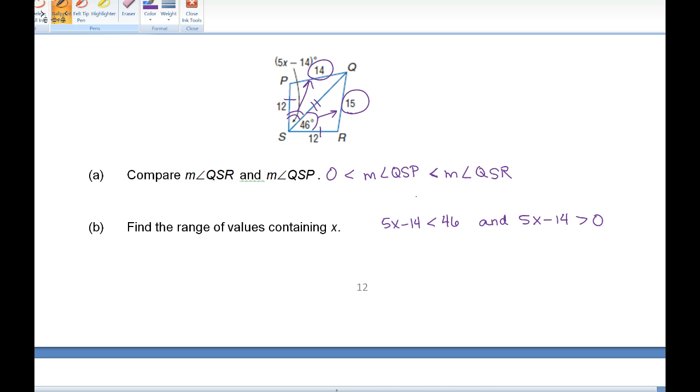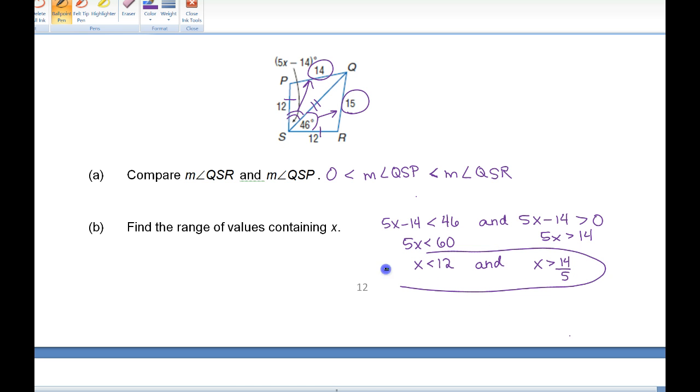Okay, so let me just go through it. What do we get? 5x minus 14 is less than 46, so x is less than 12. And I did the math wrong: 5x is greater than 14, so x is greater than 14/5. You can write your answer like this, or you can just put 14/5 less than x less than 12. So that's your range. Anything between 14/5 and 12 works.